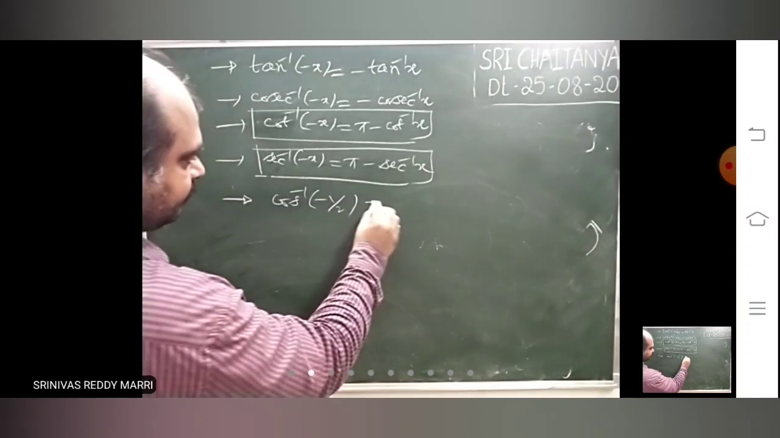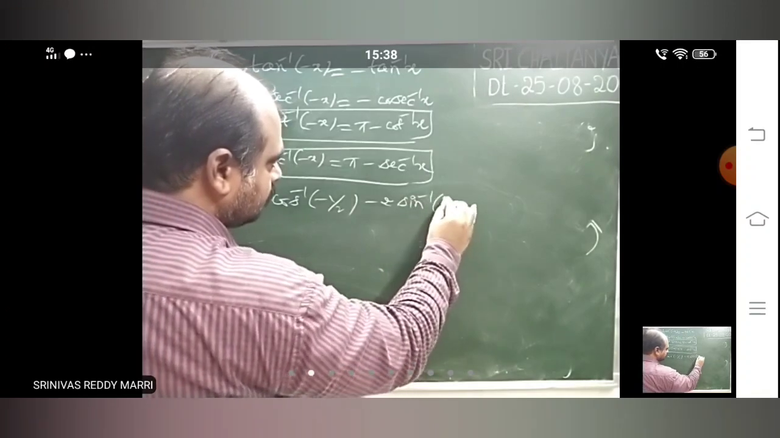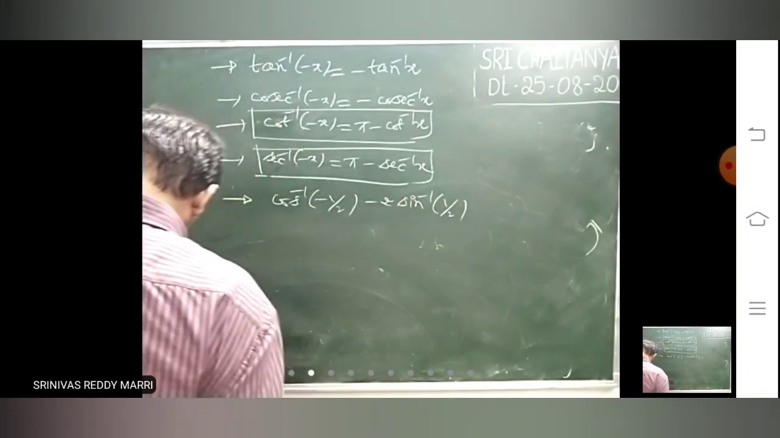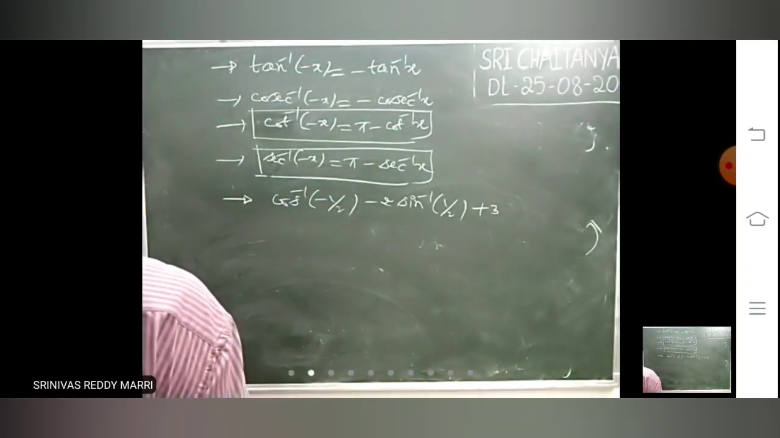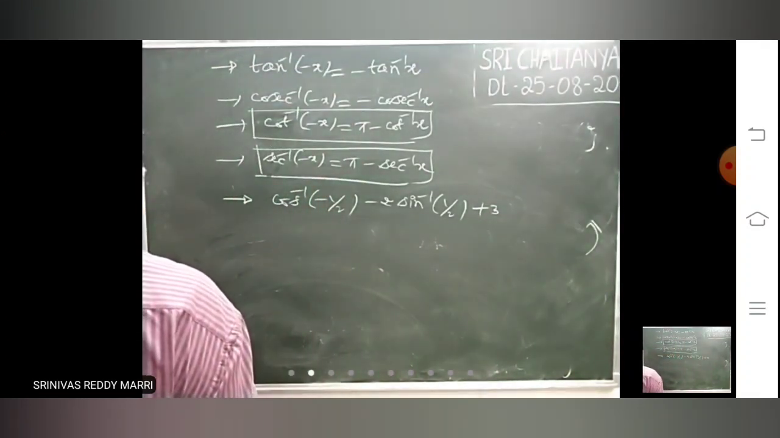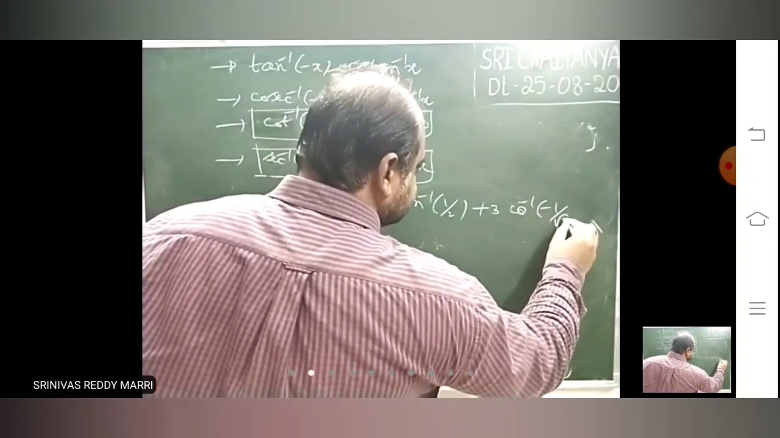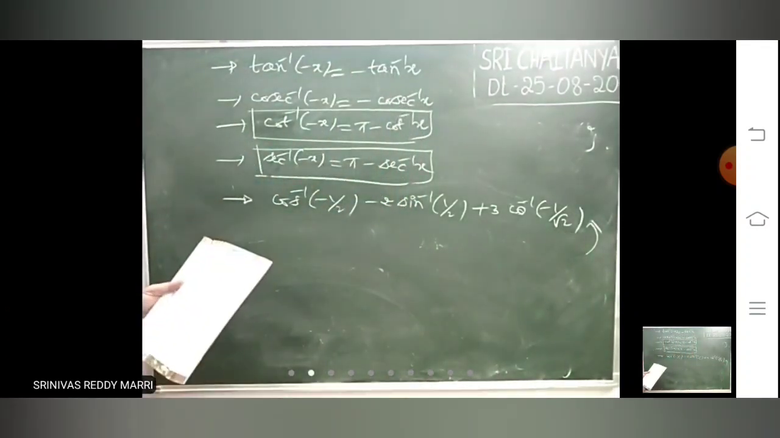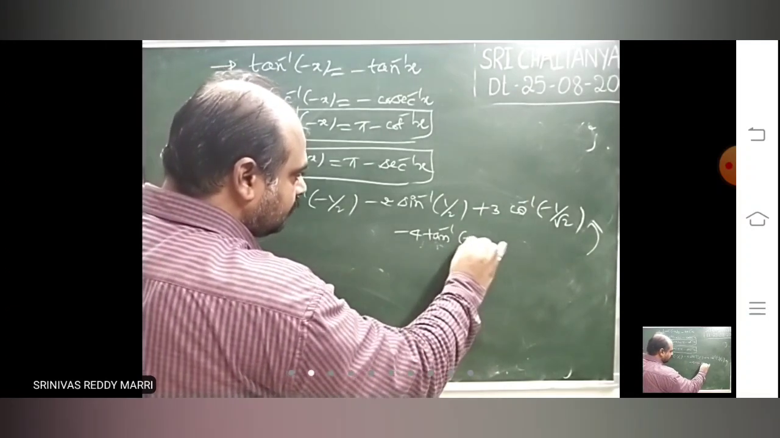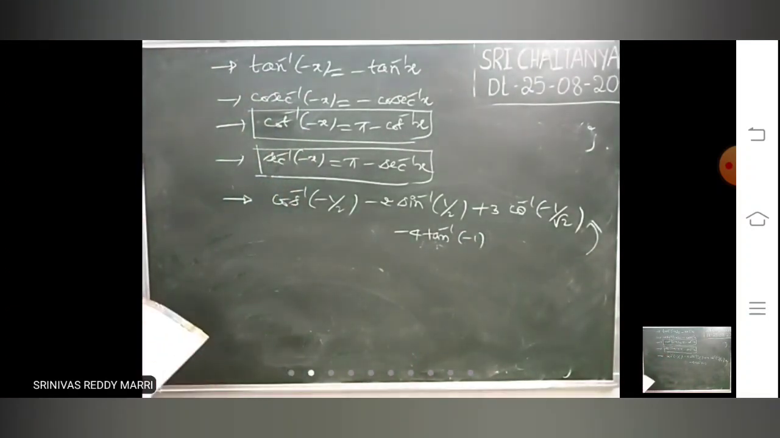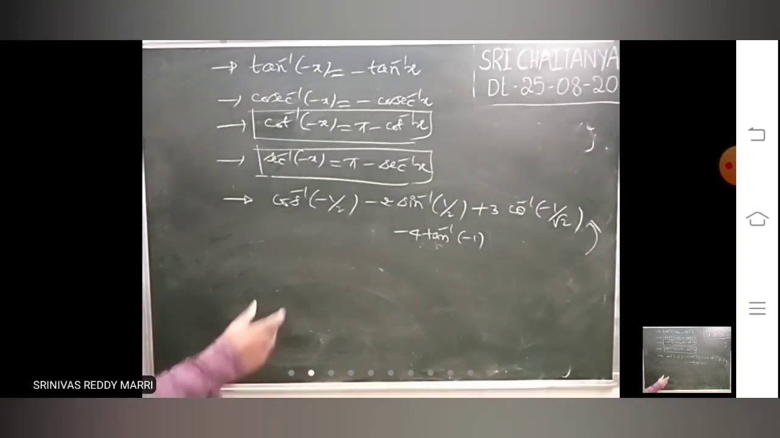Cos inverse minus 1 by 2 plus 3 sin inverse 1 by 2 minus cos inverse minus 1 by root 2 minus 4 tan inverse minus 1. Suppose you have to calculate this value.